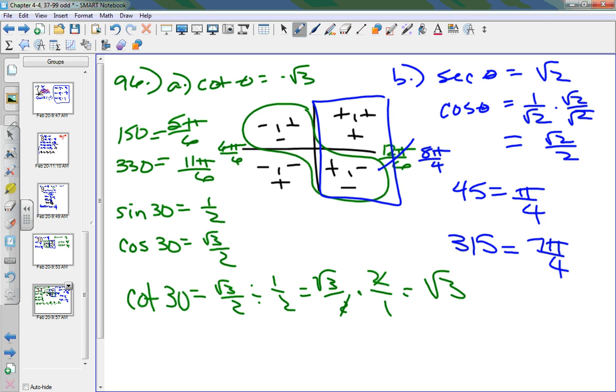Now, this is not difficult. It's using logic, okay? You gotta think. You just can't write down a random answer and say, hey, that's right. You gotta think about it, okay?